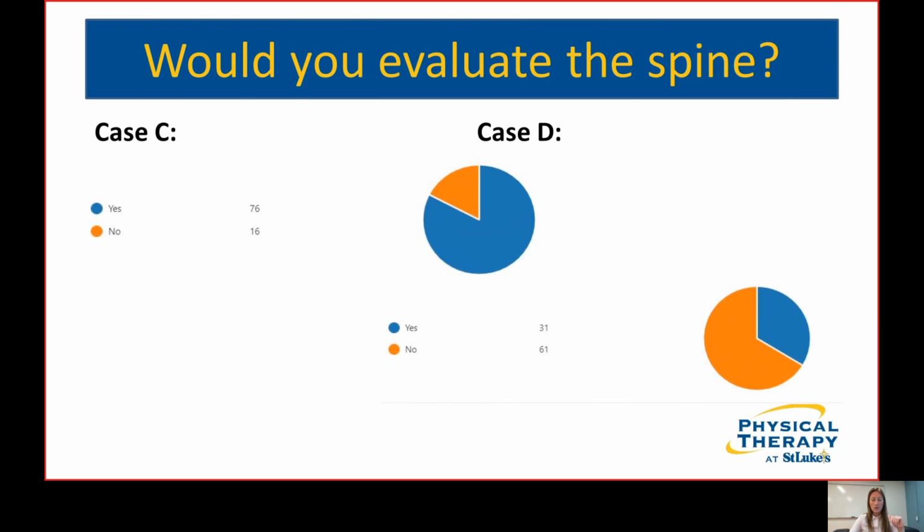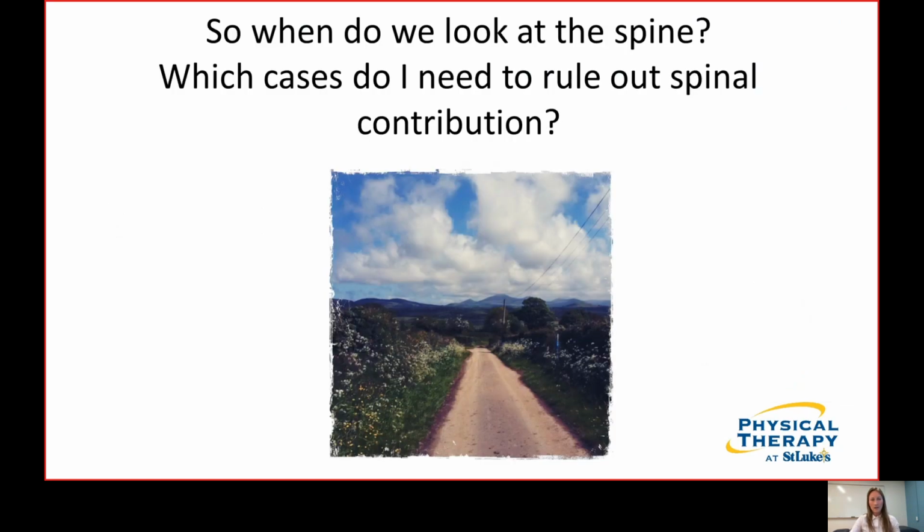For our gentleman with isolated right foot pain, even though he stands on both feet all day, just about a third of us said, I want to look at the spine. So again, these are the scenarios that you want to be kind of suspicious of. She's 48, she's pretty healthy. Arthritis. So now when do we need to look at the spine? When do we need to rule out spinal contribution?